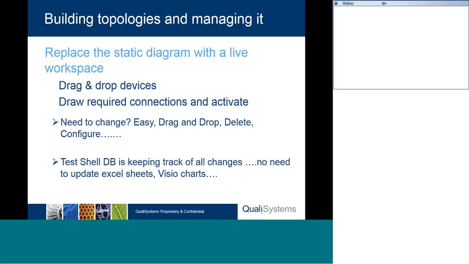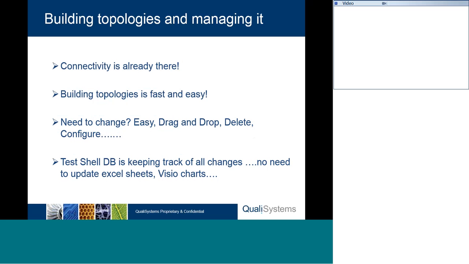So the TestShell database is keeping track of all changes. You don't need to update an Excel sheet. You don't need to update Visio charts, like, I did this and that, and then you try to remember what is the connectivity that somebody else did. Everything is in the database. Everything is visible to everybody. You can see all the devices, all the connectivity, and you know what you did. You know how to change it. There is no need to think who connected this patch panel and which ports are connected from the other side or in the other lab. Everything is in the database. Everything is there.